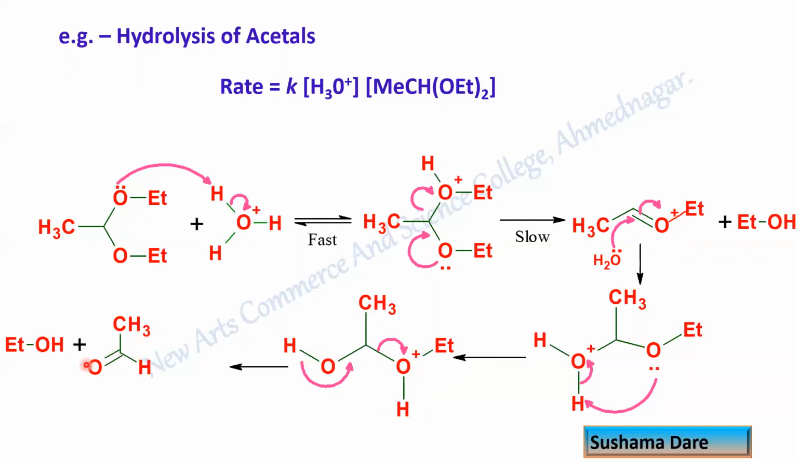So it gives CH3, C double bond OH. It forms a double bond here and this group departs. So it gives acetaldehyde plus ethanol. So this reaction is catalyzed only by the protonated water or H+ ion concentration in aqueous media. Now the first protonation is very fast, while the next steps are slow.